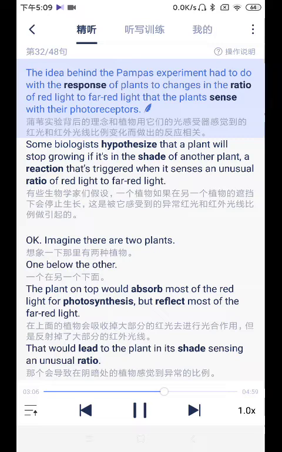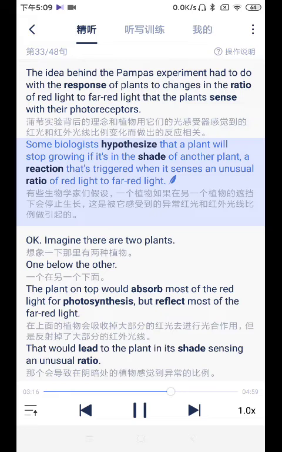The idea behind the Pampas experiment had to do with the response of plants to changes in the ratio of red light to far red light that the plants sensed with their photoreceptors. Some biologists hypothesized that a plant will stop growing if it's in the shade of another plant, a reaction that's triggered when it senses an unusual ratio of red light to far red light.